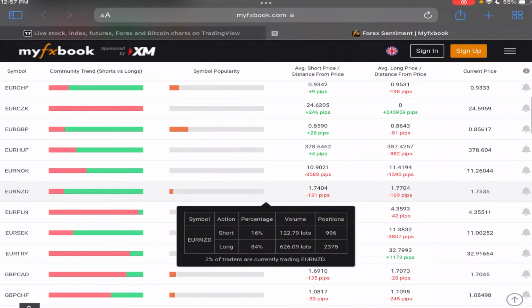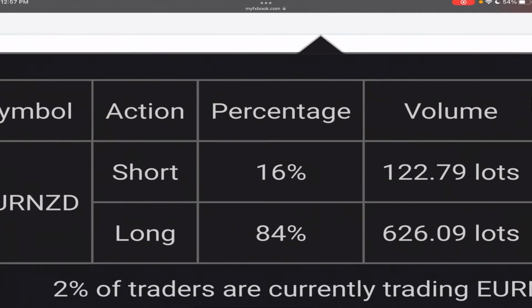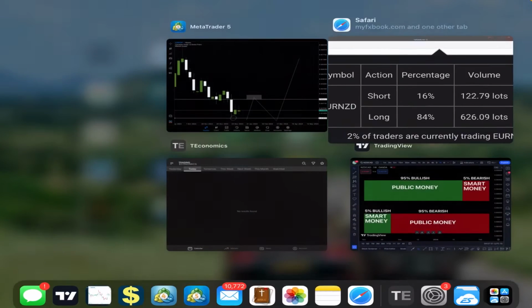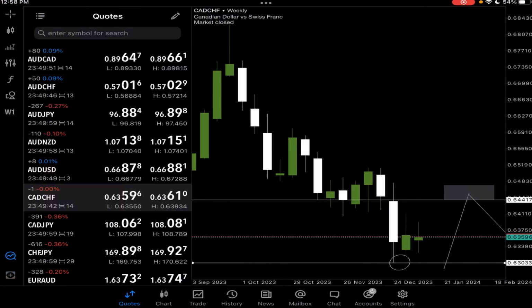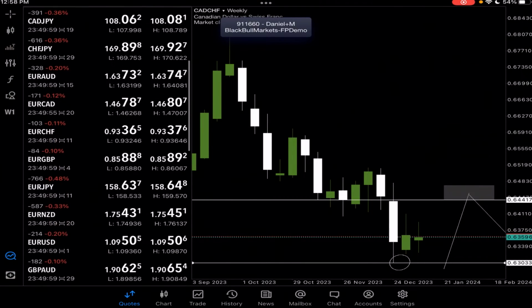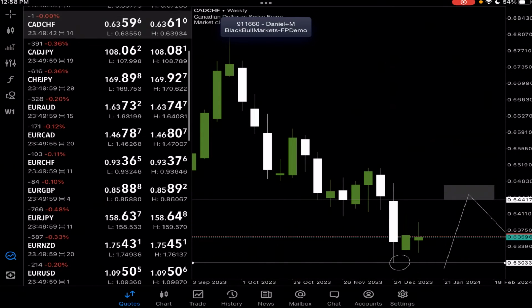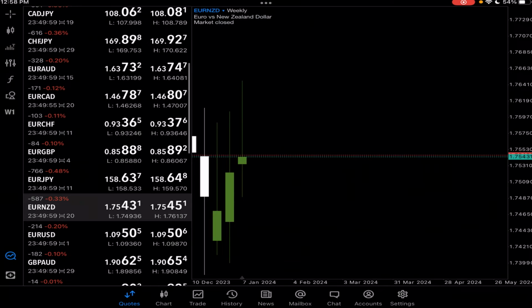Okay, so we have Euro NZD at 16%. Euro NZD being at 16% means we will have to wait for Euro NZD to trade to 5%. It is showing us that Euro NZD is long. Euro NZD is buying, but Euro NZD is selling. So we want to get that reversal as soon as we hit 10%. So let's come to Euro NZD. There we go.